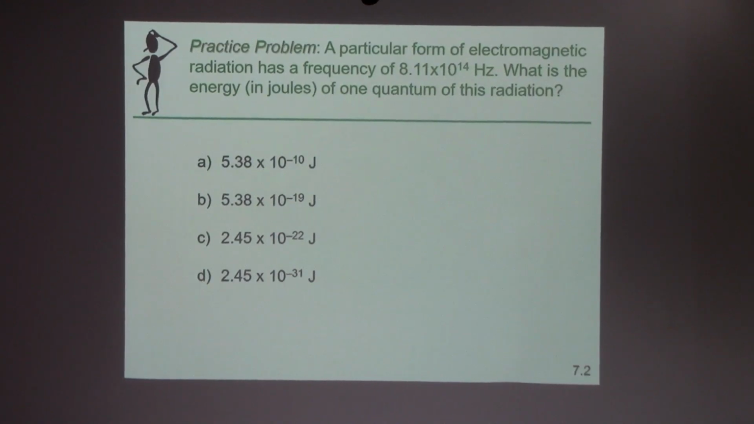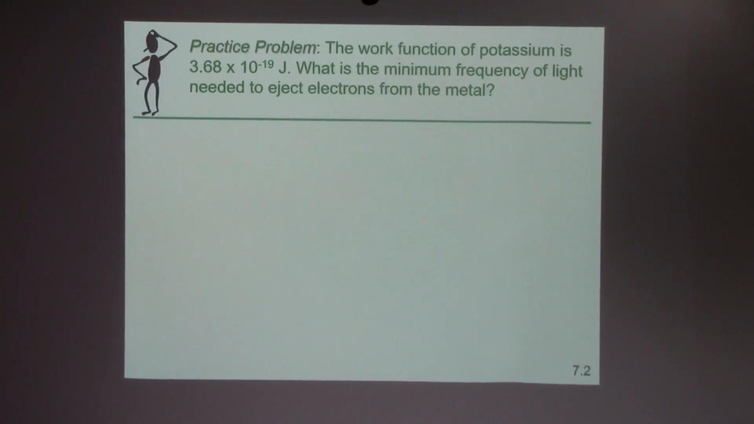Practice problem: the work function of potassium is given. What is the minimum frequency of light needed to eject electrons from the metal? The problem is solved as shown.